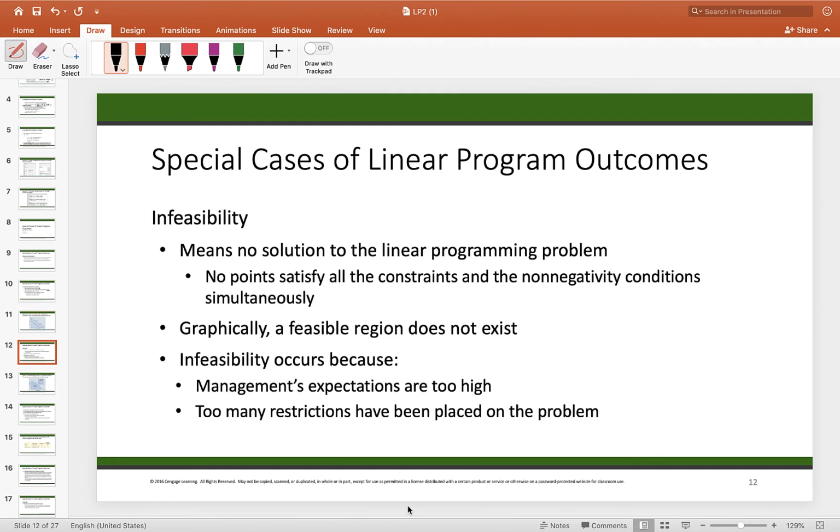So let's move on. How about infeasibility? What does infeasibility mean? It means that there's no solution to the linear programming problem. The solver returns an answer to you that it's infeasible. And what does that actually mean to us? Graphically it means that there's no region where the constraints are met. And that could be because the management's expectations are too high. So the management's expecting something that basically cannot be done. Or it could be that you've placed too many restrictions on it. That could also be by management, or it could be that something is just not feasible, that it's not going to happen. It can't actually work.